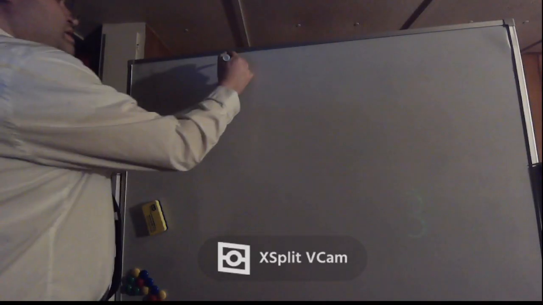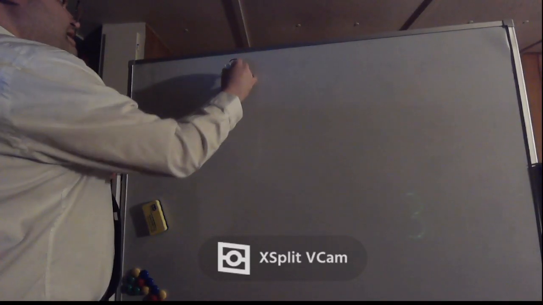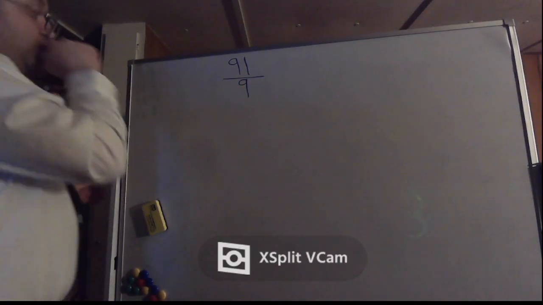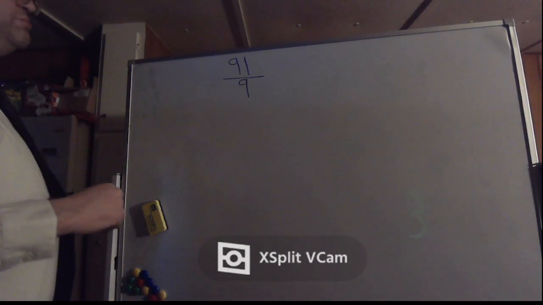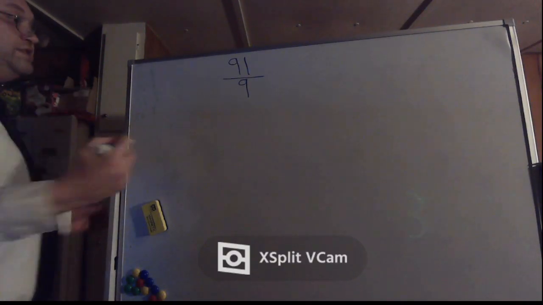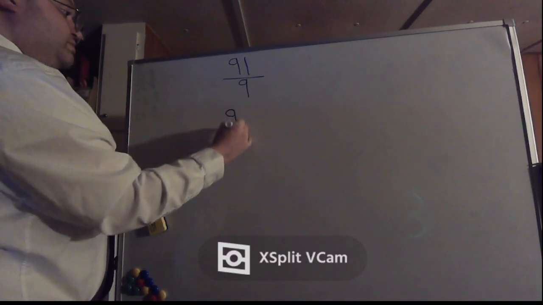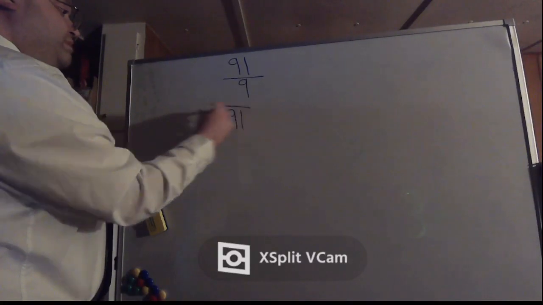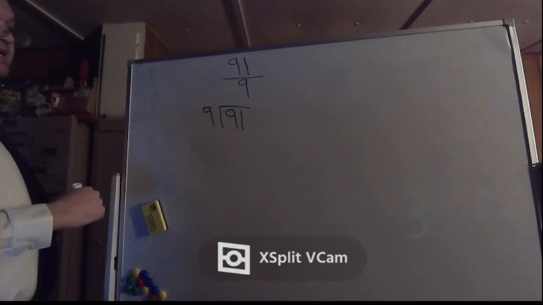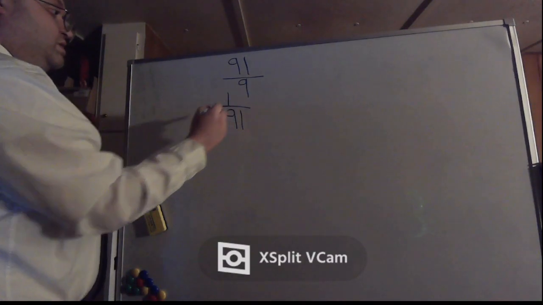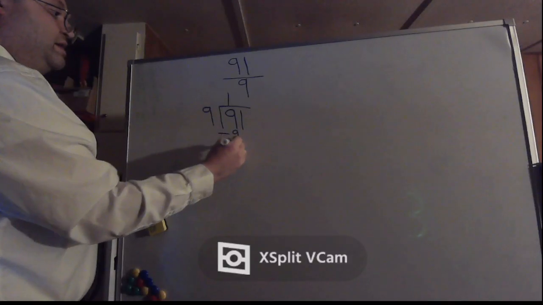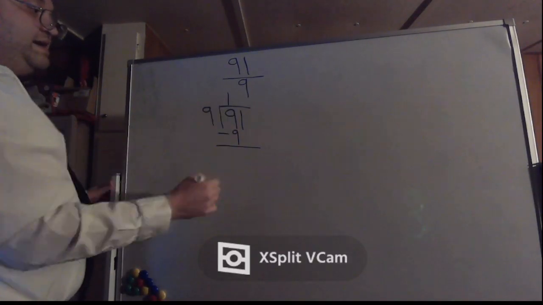Alright. We got 91/9. Again, that's an improper fraction because the numerator is bigger than the denominator. So we got to do some long division. You'll take 91, you'll divide it by 9. Alright, 9 goes into 9 how many times? Once. 1 times 9 is 9. You'll have 9 minus 9, which will be 0.